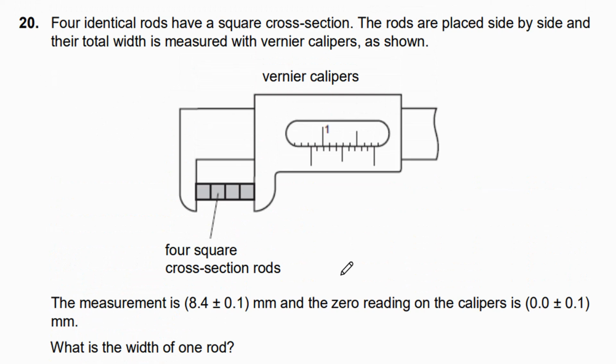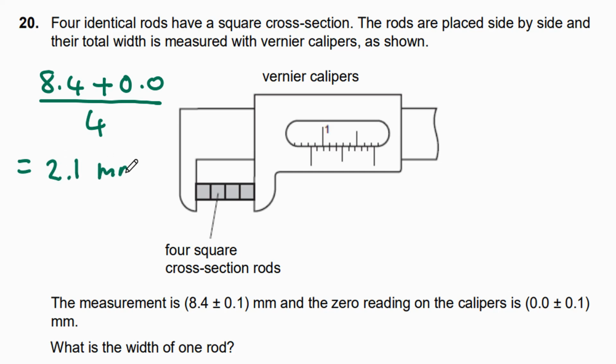Now, important to note that when we take the measurement, we have to add the zero error. And here it's 0.0, so it won't make a difference. But the actual measurement will be 8.4 plus 0.0. And then this is the measurement for 4 rods, so we have to divide by 4 to get the width of one rod. And of course, this comes to 2.1 millimeters. We also have to take into account the absolute uncertainty of the zero reading.